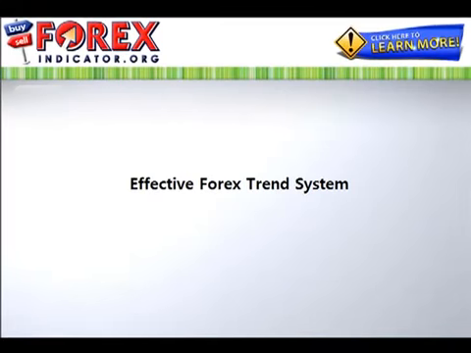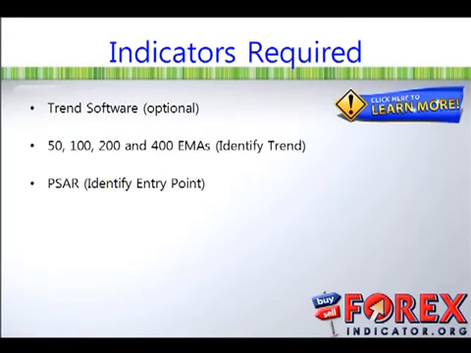Let's go through basically how this strategy works. The indicator required is basically a trend software. This trend software helps me to scan 37 currency pairs in one go, which makes things easier for me because every day I need to do analysis on various currency pairs, and it really takes me a lot of time. With this trend software, it helps me scan 37 currency pairs in one go and tell me which of them are trending.